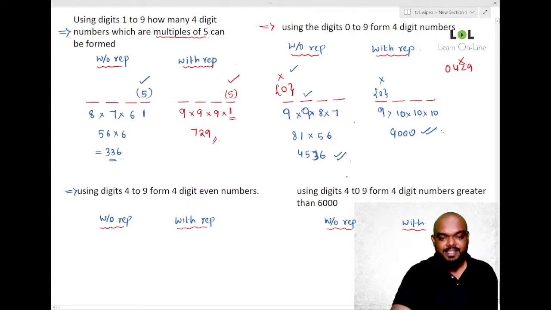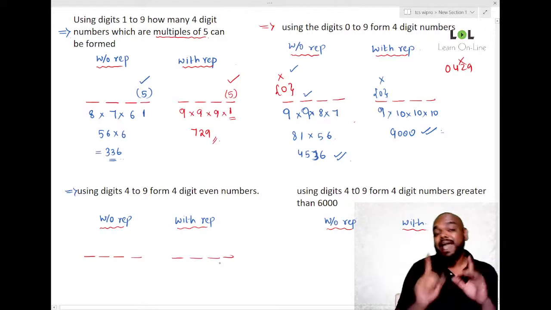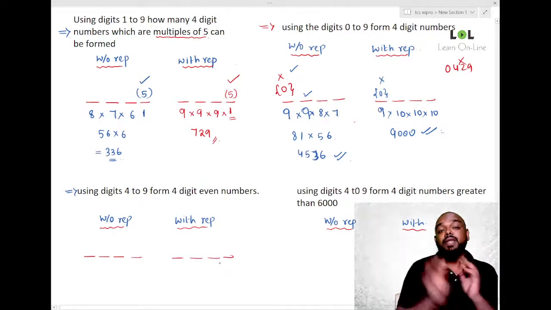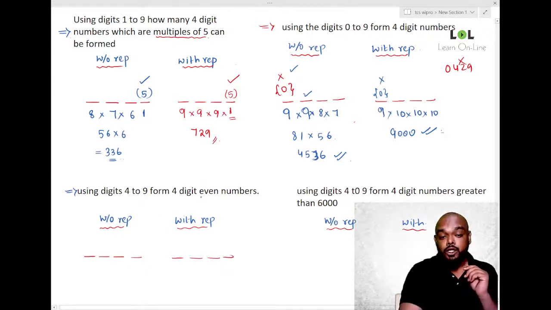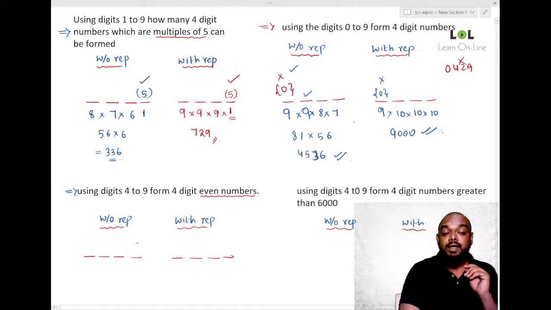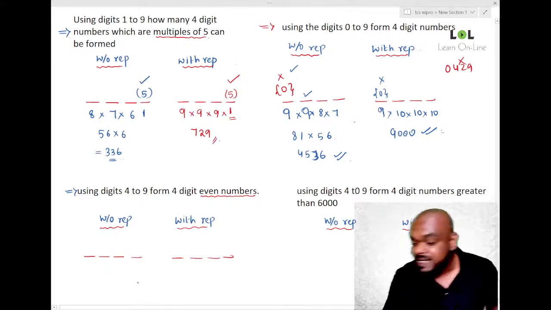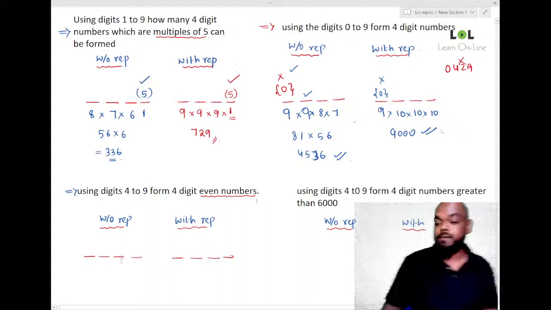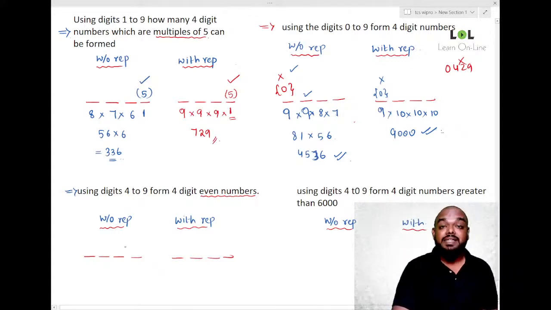So let us see. 4 digit number means 4 places. Here as well, 4 places. Now, what is the explicit condition in this question? Even numbers. So what did I tell you in the previous class? Whenever there is an explicit condition, always start from that particular place. So where does my condition acting upon here? Can anybody tell me? Last digits should be even. Perfect, Chandana. Unit digit must be even.